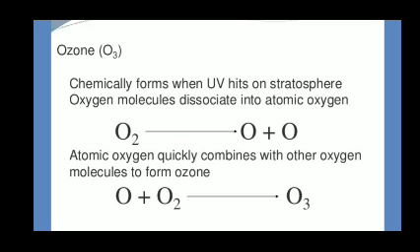This oxygen atom is called nascent oxygen. This oxygen atom is an unstable atom. This unstable atom interacts with an oxygen molecule to form O3, called ozone. That is the formation of ozone in the atmosphere.